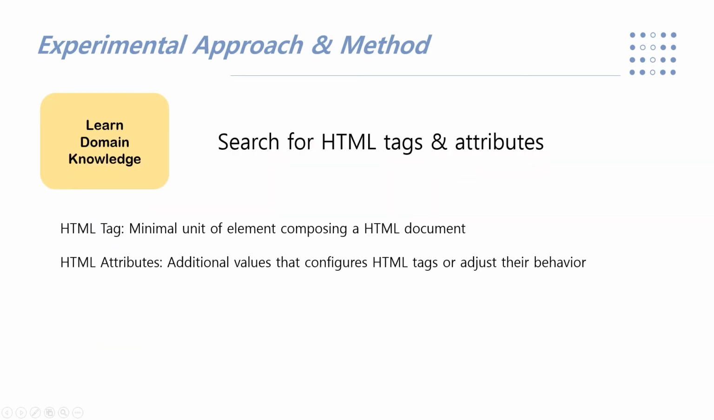So we first understood and learned about HTML tags and the sanitization logic of DOM Purify. We first searched for HTML tags and attributes. An HTML tag is the minimal unit of element composing an HTML document, and HTML attributes are the additional values given to tags that configure the tags or adjust their behavior.